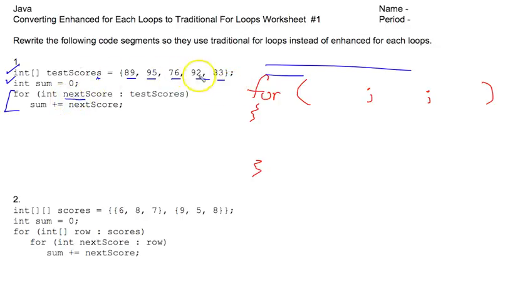So if these are scores, I call it nextScore. If these are like batting averages, I would call it nextBattingAverage, and so on. Now the name of the array has to be there. That's just the way it is. Whatever you're iterating through, you have to put that there. This can be anything you want, but like I just said, nextScore is a good variable name over there.